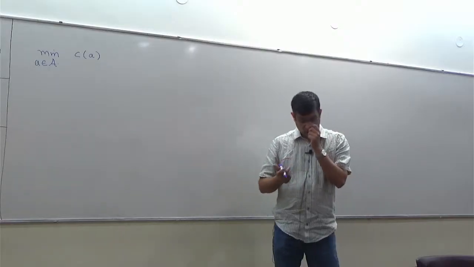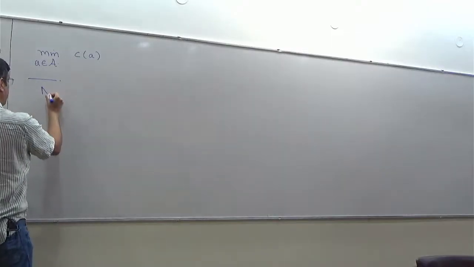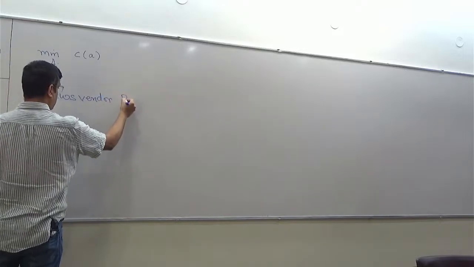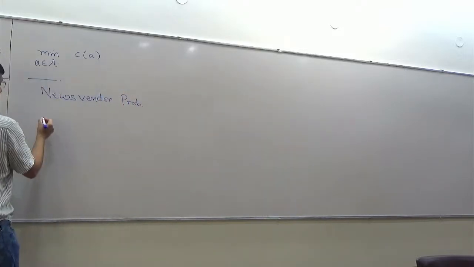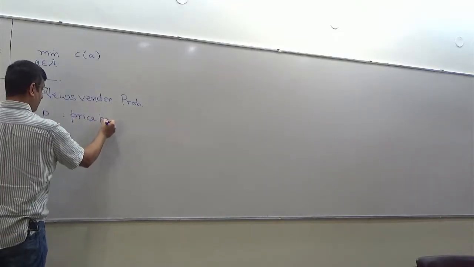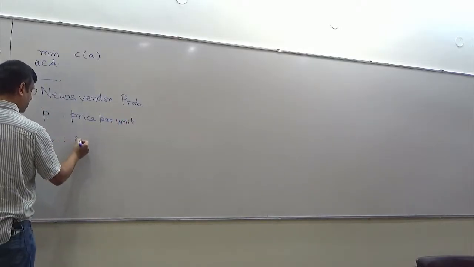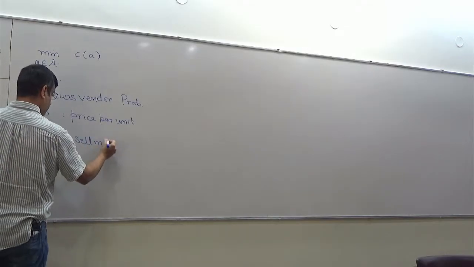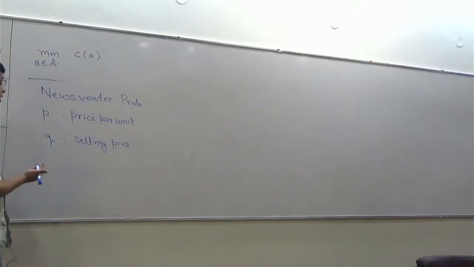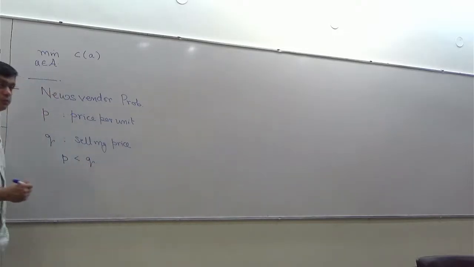Okay. So let me formalize this a little bit. This is called the newsvendor problem. Let's say there is a variable P, which is the price per unit, and there is a variable Q, which is the selling price. And clearly, the problem only makes sense if the selling price is greater than the purchase price per unit. So I'm going to assume P is strictly less than Q.